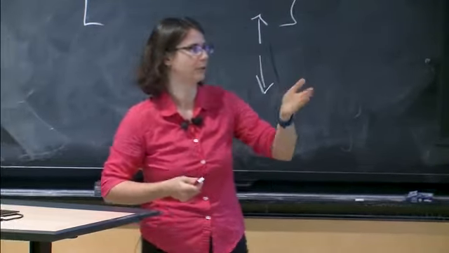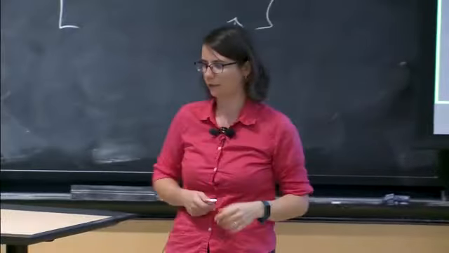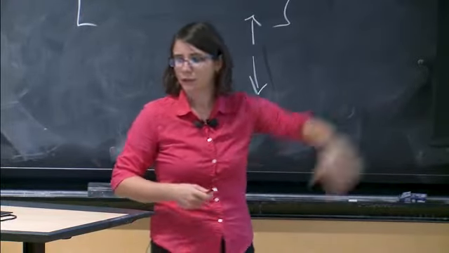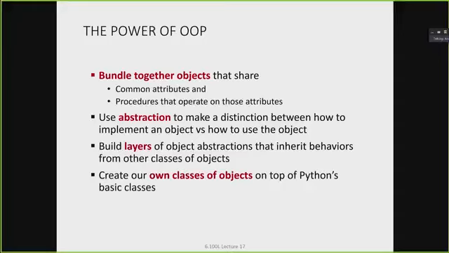All right. Yes, question? Yeah, exactly. If there are more parameters, just pop in those extra ones with commas, just like a regular function. So this dot operator basically accesses either our data, c.x, or our methods, c.distance, or whatever method name we have. So that's it for today's lecture.